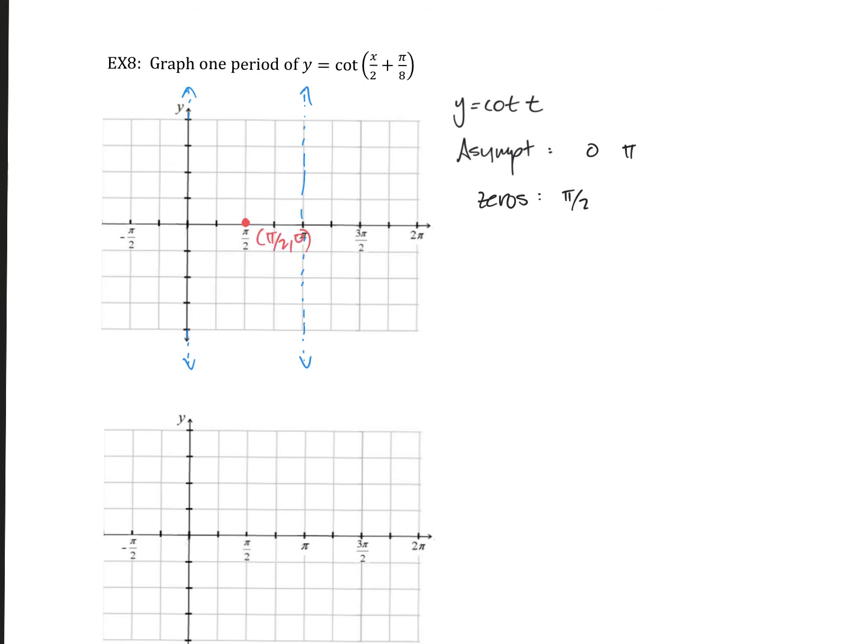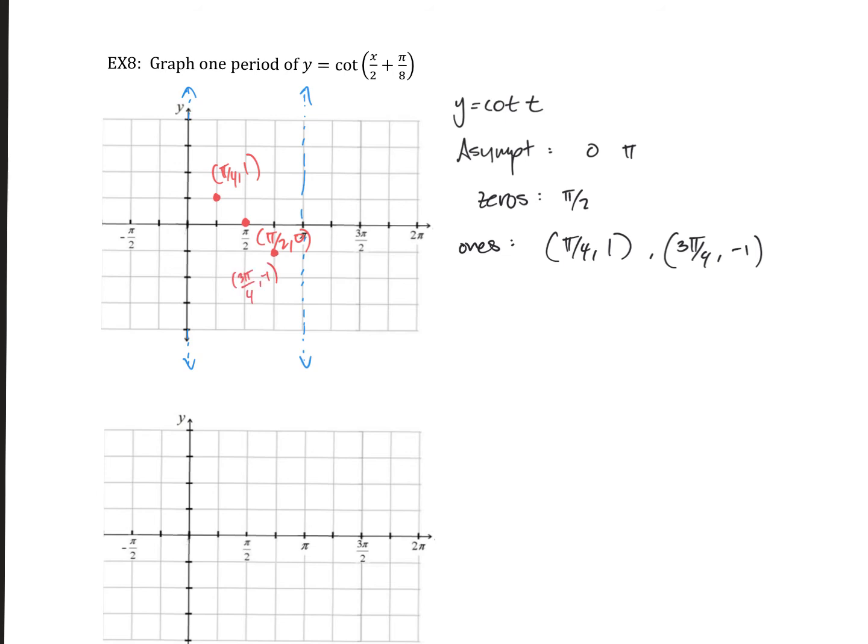And now, lastly, we need the ones. And the ones are pi over 4, 1, and 3 pi over 4, negative 1. So pi over 4, 1. And 3 pi over 4, negative 1.